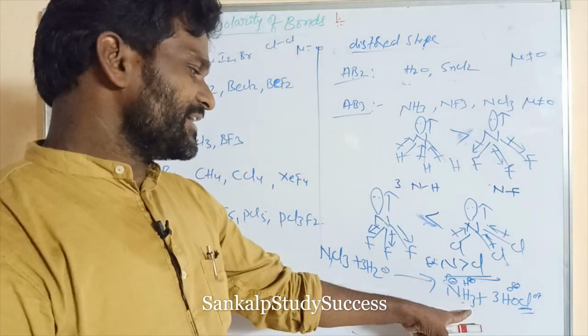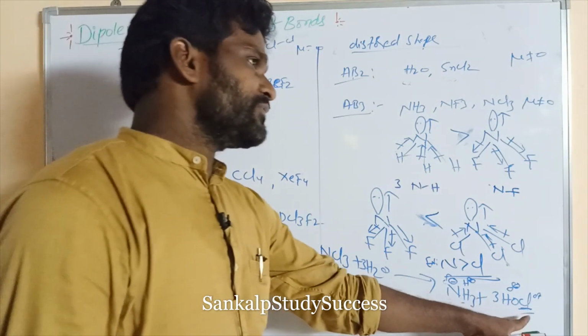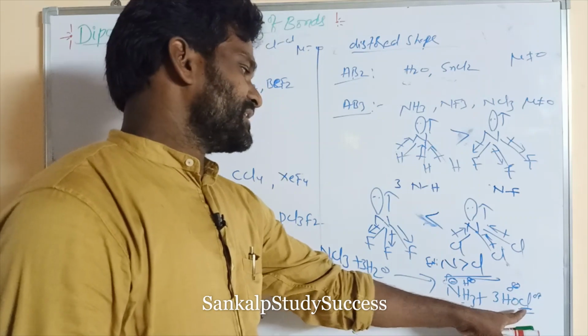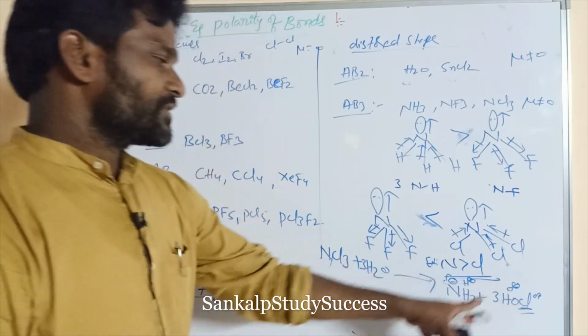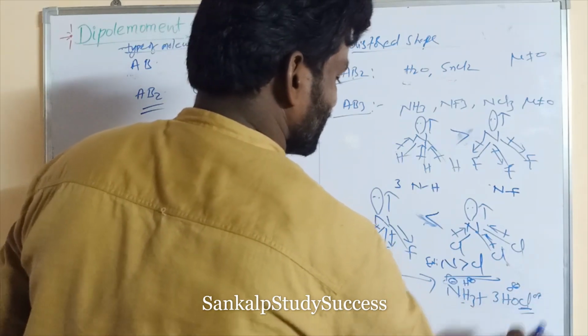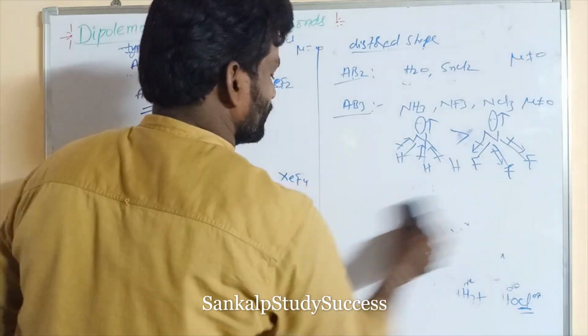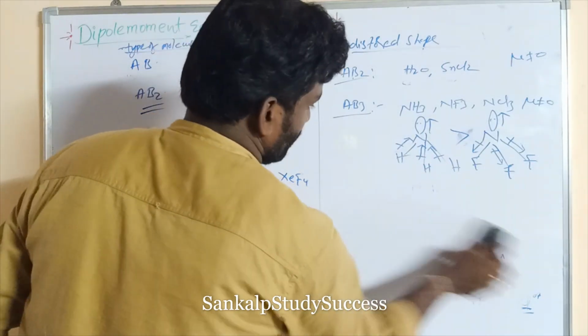Due to this, NCl3 on hydrolysis gives NH3 and HOCl. On N, H plus is added, that means N has delta negative. On Cl, OH minus is added, which is delta negative, so Cl is delta plus. So this is the AB3 type of distorted molecule.